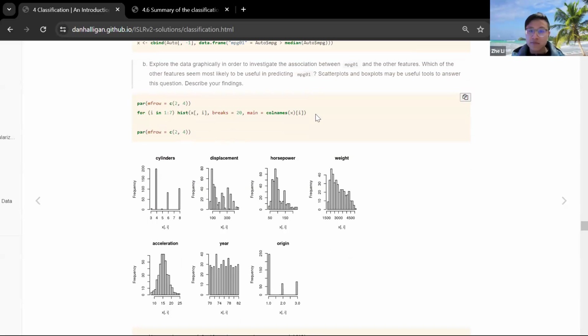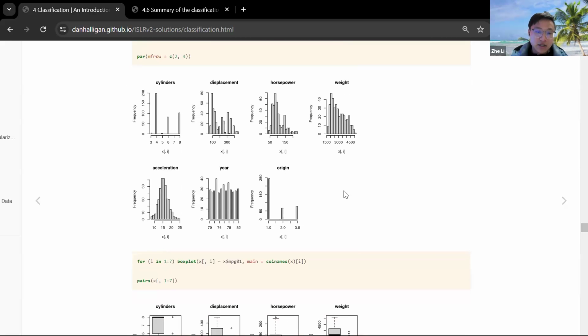And then we do some graphical exploratory analysis of our underlying data set. We can see that cylinders is a categorical predictor, origin is a categorical predictor, and the others are continuous. And we can see that the acceleration looks roughly like a normal distribution, but we have to perform some hypothesis test on it. And the other one is largely skewed to the right.